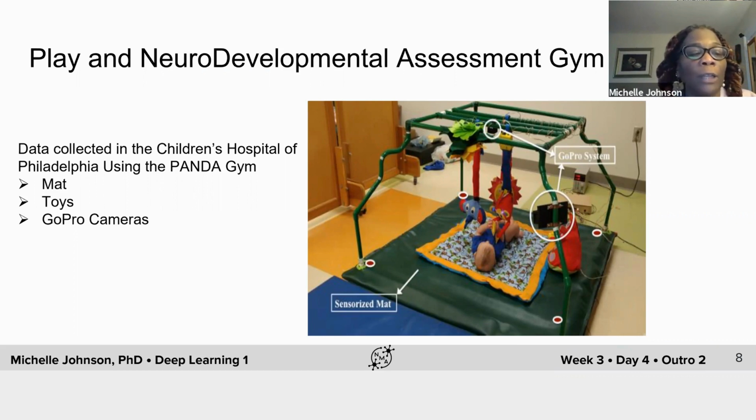This gym consists of 3 main areas: the mat, which is sensorized, and there are 4 sensors at the end that allow us to collect the center of pressure. Then there are mechatronic toys that are suspended, typically one at a time, above the baby. And then we're also collecting vision data, video data from GoPro cameras that are mounted specifically at the top and at the side to capture the baby's movements.